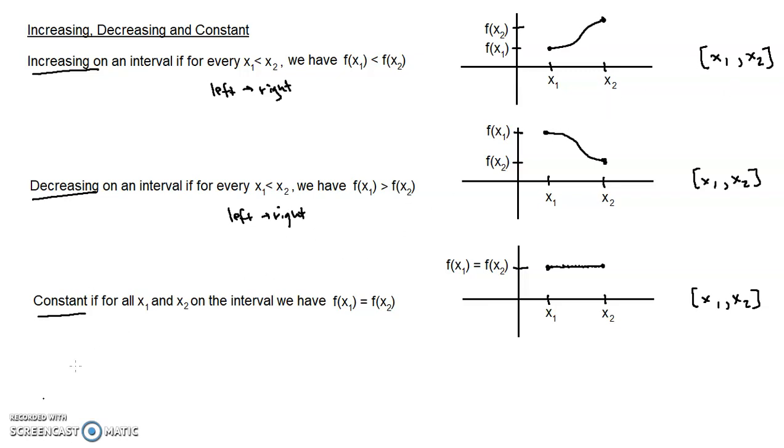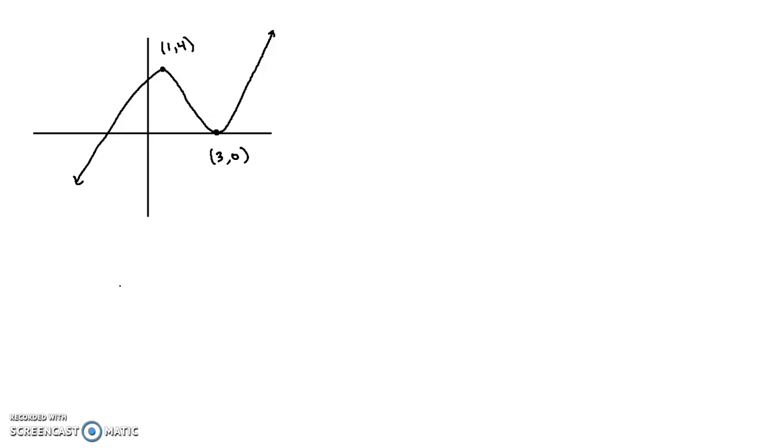So let's take a look at an example. Let's take a look at this example and see if we can determine where it is increasing, decreasing, or constant. Some things to remember as you are doing these. One is that you always have to go from left to right.